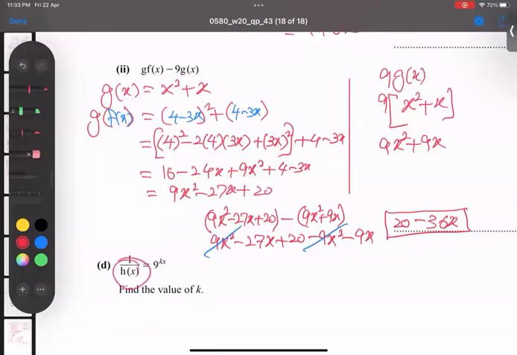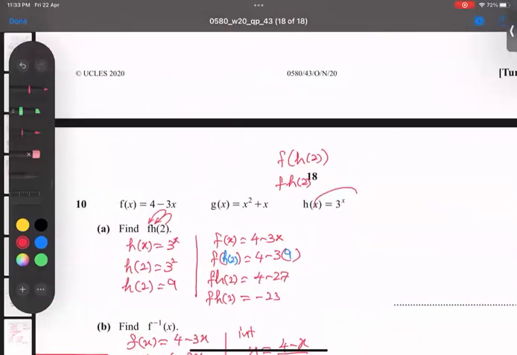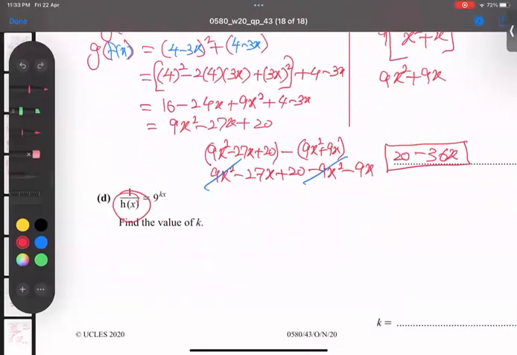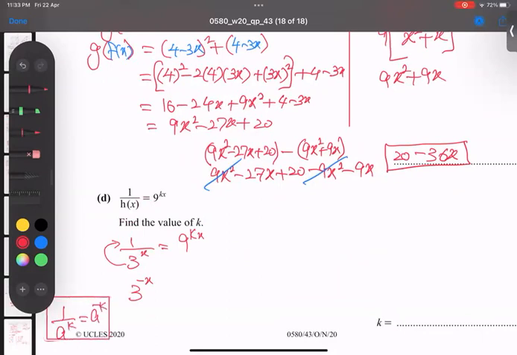This is what h of x is. So see the top? This one, 3 to power x. I'm going to replace here 1 over 3 to power x and 9 to power kx. 3 to power x goes up. And what is the criteria? Whenever it shifts up, the power sign changes. What is the power here? x becomes negative. I repeat again, 1 over a to power k goes up as a to power negative k. This is the basic criteria of bringing any value up.